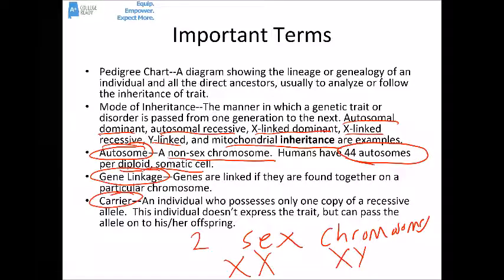A carrier is an individual who has a copy of a recessive allele, but only one copy, and therefore they don't express the trait. They could pass the allele on to their offspring, but that individual themselves, they don't have the trait. They just have a single allele for the trait.